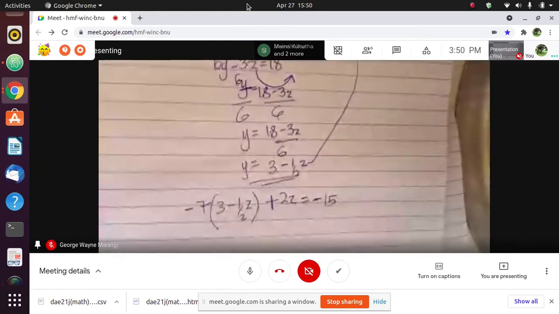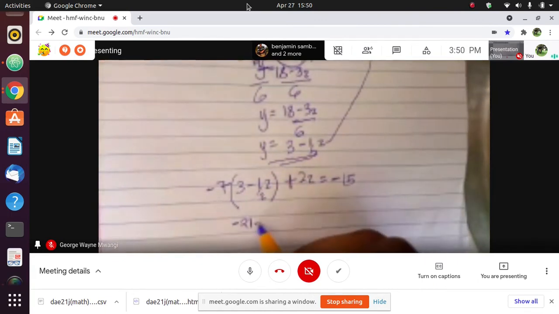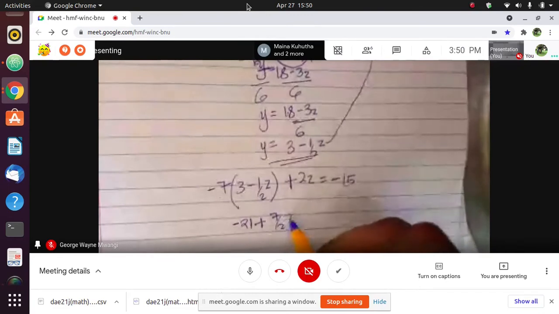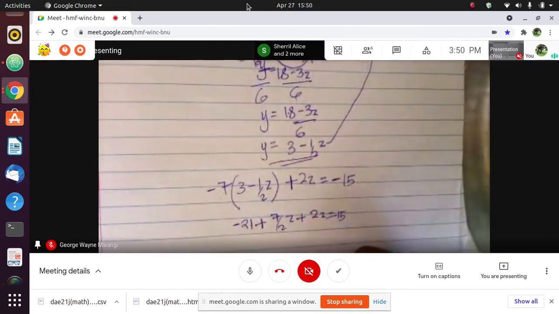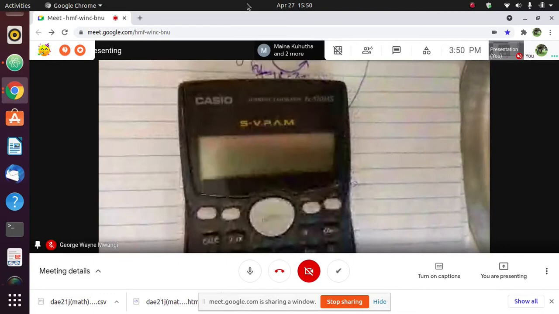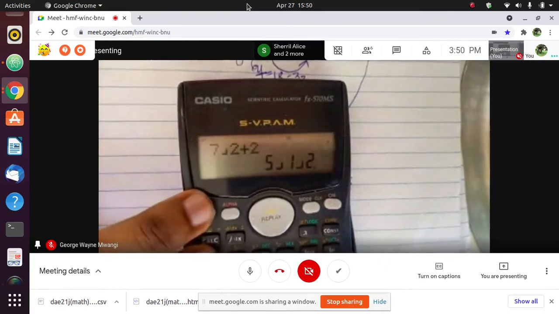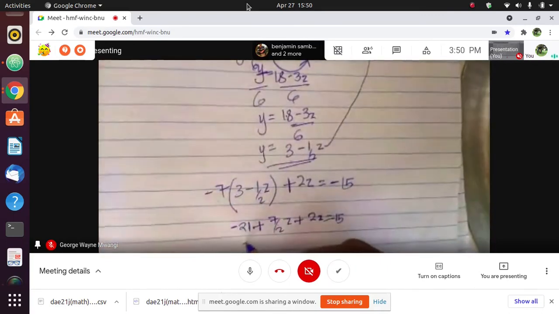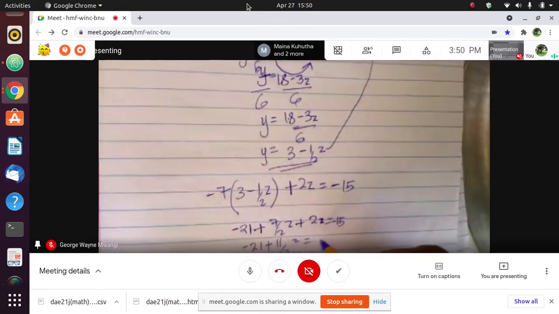We'll have minus 15. Now let us open these brackets. This will be minus 21. Minus 7 times minus a half z gives us positive 7 over 2z plus 2z is equals to minus 15. Now we only have one variable z. So 7 over 2z plus 2z will give us 7 over 2 plus 2, how much? 11 over 2. 11 over 2. So negative 21 plus 11 over 2z is equals to negative 15.